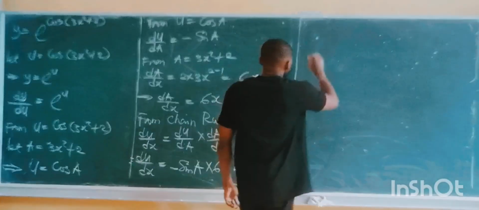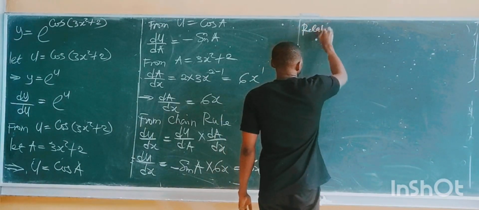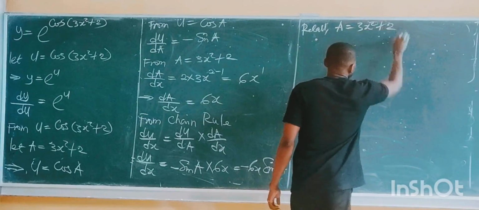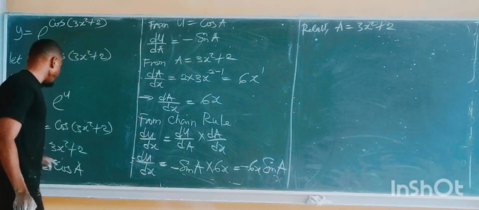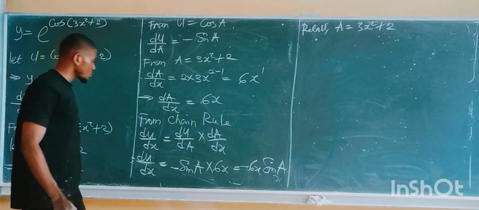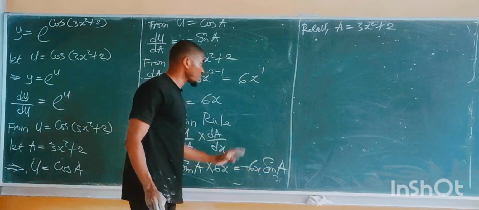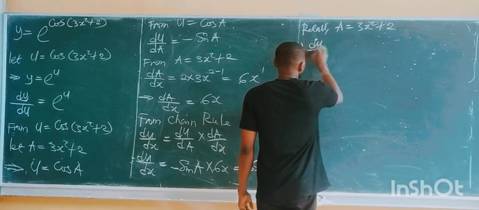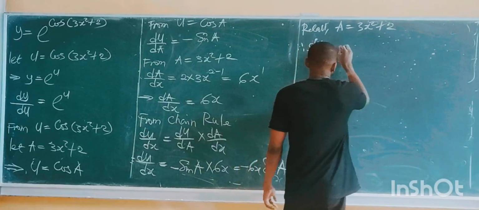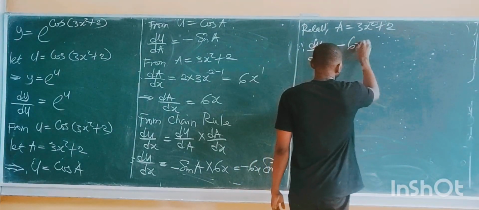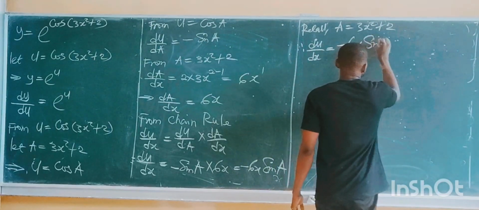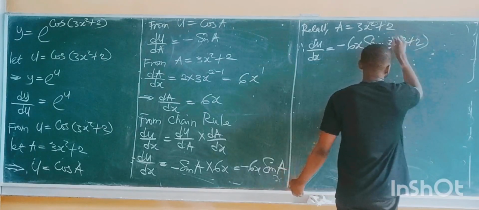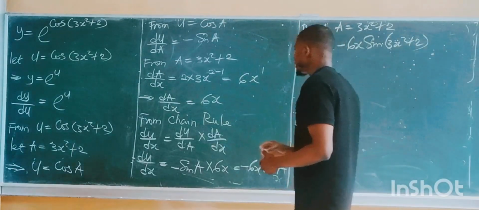Recall that we said let a be equal to 3x squared plus 2. So in place of this a, I'll put back the value 3x squared plus 2. Therefore, du/dx is now equal to minus 6x sine(3x squared plus 2). This represents du/dx.